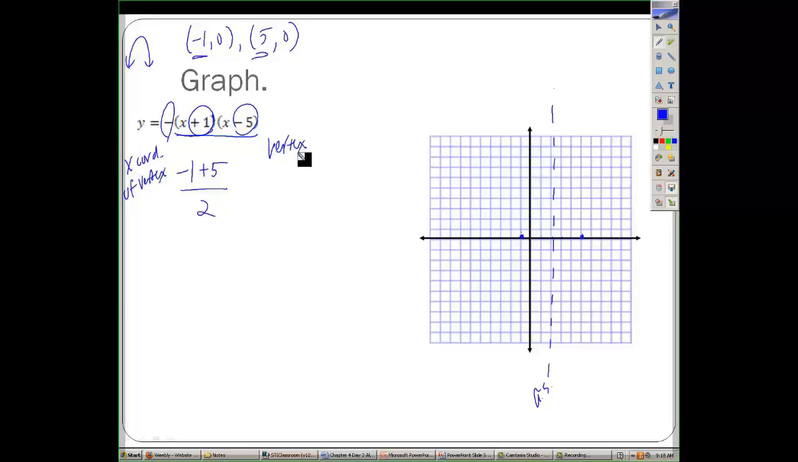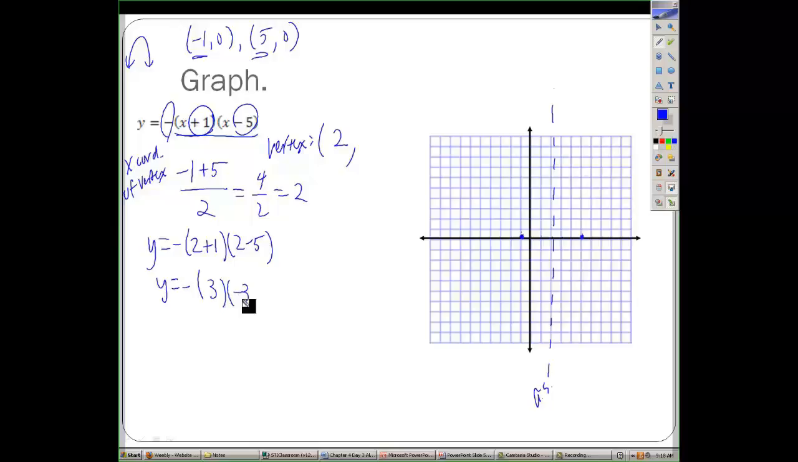So what we're doing is we're finding our vertex right now. It will be negative 1 plus 5 divided by 2, and that's halfway in between the two x-intercepts. So my x-coordinate of my vertex will be at 2. To find my y-coordinate, I can plug 2 in and solve for my y-coordinate, just like a t-chart. You plug in the x's, you find the y's. Well, if I want to know what y is when x is 2, I can just plug it in. 2 plus 1, 2 minus 5. y equals 3 times negative 3, y must equal negative 9. Okay, so my vertex is at the point 2, negative 9.